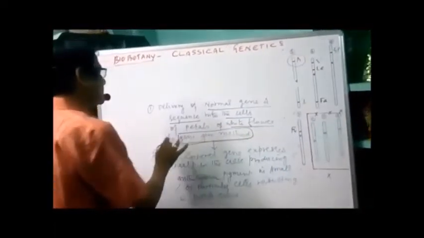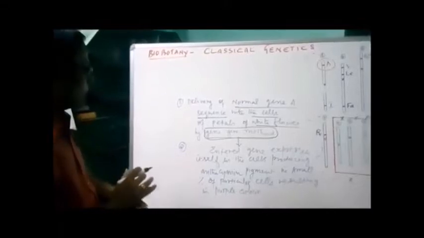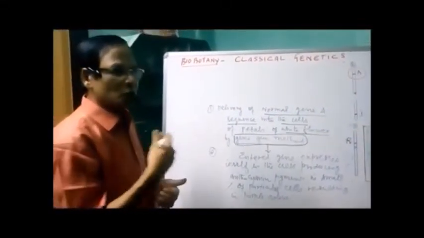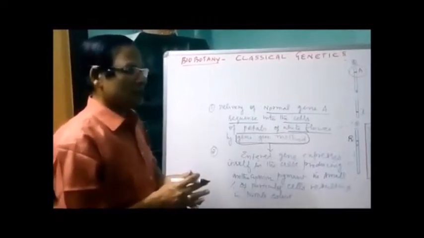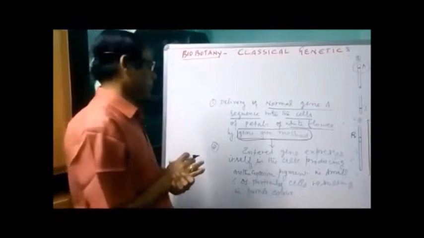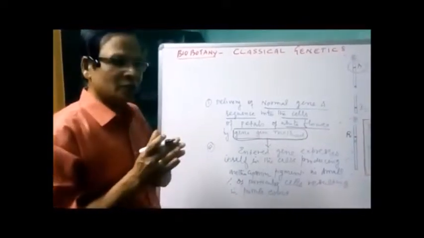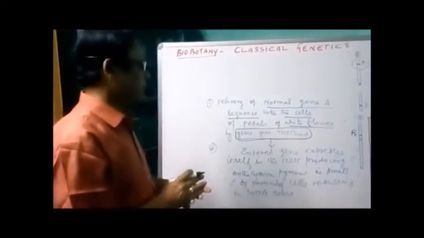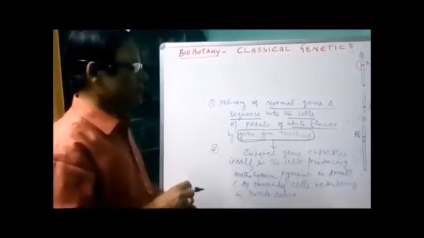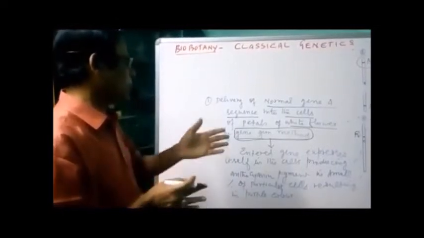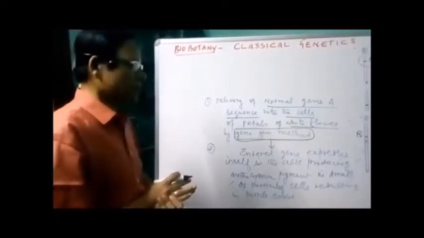This will be studied later under cell biotechnology. It is one of the methods adapted for the transfer of genes from one cell to another cell. They are using the gene-gun biolistics method to produce transgenic organisms. So they delivered a normal gene A sequence into specific cells of the petals, not all the cells, only particular cells of a white flower by the gene-gun method.